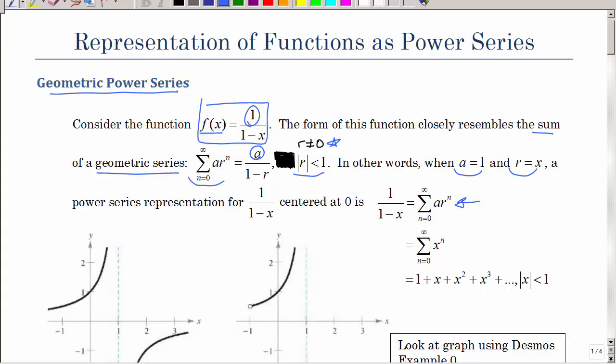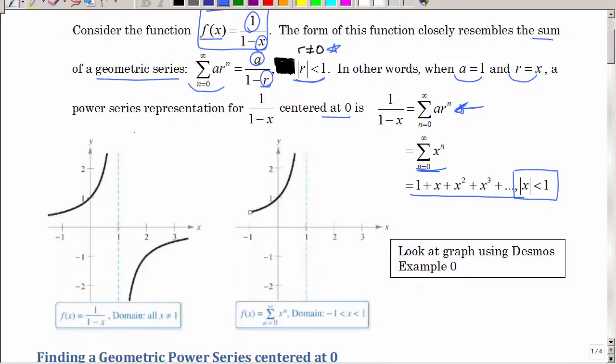If 1 was a and x was r, then this function that we call centered at 0 is equal to this series. And again, if a was 1 and r was x, we would get this series, which you could expand out as this. And of course, if the absolute value of r is less than 1, then we have to put on the restriction that the absolute value of x is also less than 1. Let's look at some graphs.